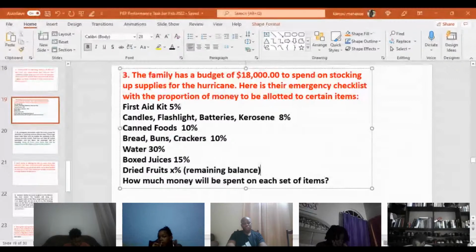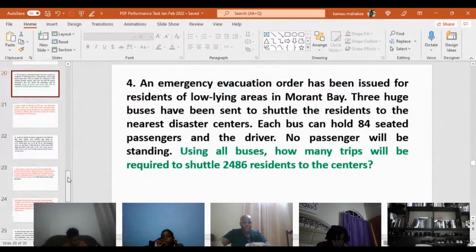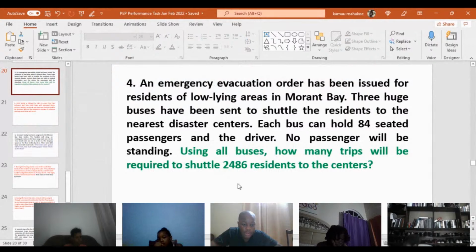All right, so Jer, can you read question 4, please? Four, an emergency evacuation order has been issued for residents of low-lying areas in Morant Bay. 3 huge buses have been sent to shuttle the residents to their nearest disaster centers. Each bus can hold 84 seated passengers and the driver. No passenger will be standing. Using all buses, how many trips will be required to shuttle 2,486 residents to the center?